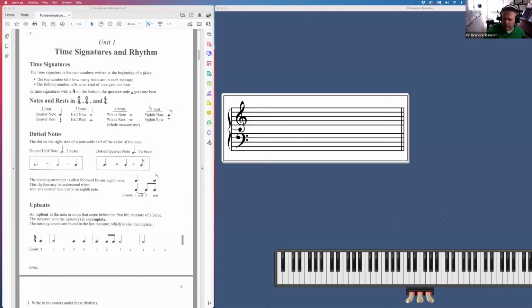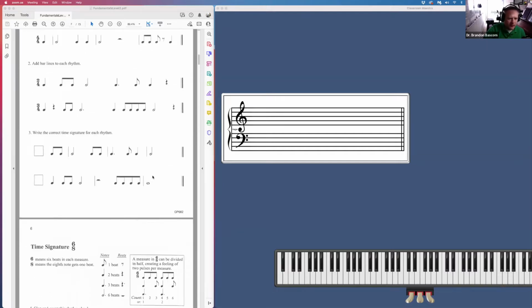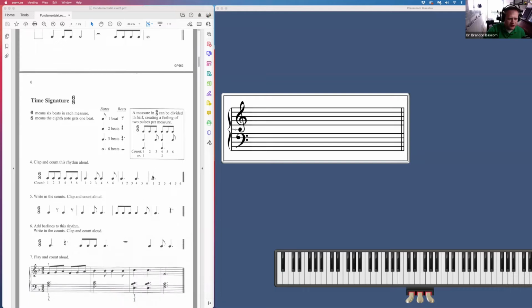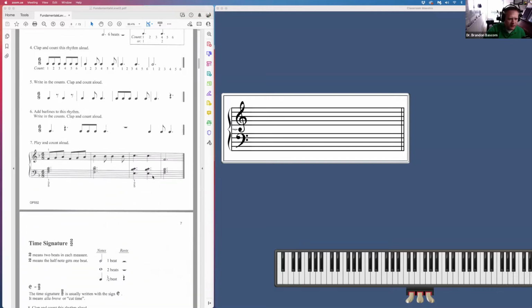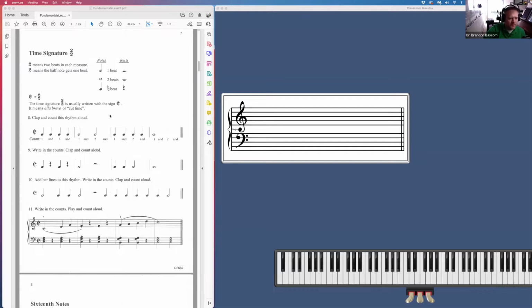Moving on. Writing in counts, writing in bar lines, writing in time signatures. 6/8, nothing new. Time signature 2/2. We've had it before. Just want to make sure that we understand. The top number means there are 2 beats in the measure, and the bottom number tells us that the half note gets the count.